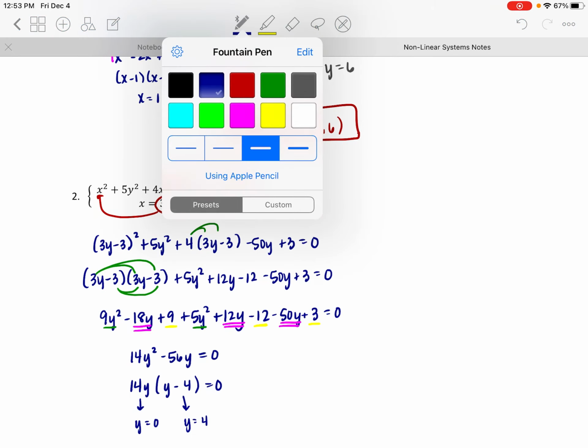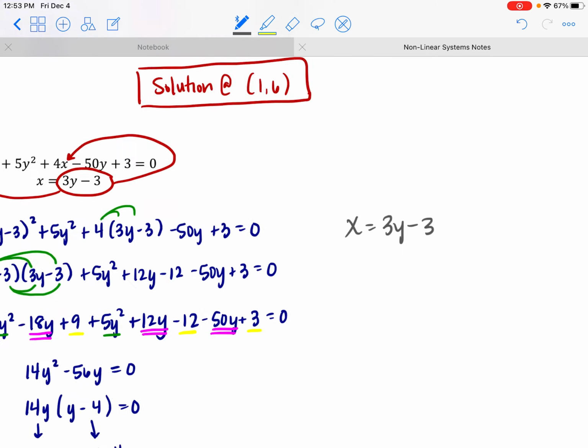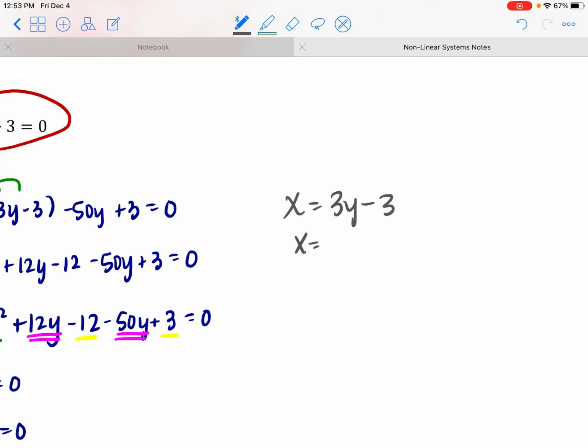So I'm going to plug in. Let's take the y equals 0. It's going to be easiest to plug into our second equation here. So we have x equal to 3y minus 3, right? Well, we just found one of our y values was 0. So 3 times 0 is 0. 0 minus 3 is going to be negative 3. So when x is negative 3, y is 0, or when y is 0, x is negative 3 is one of our solutions. And again, x is equal to 3y minus 3.